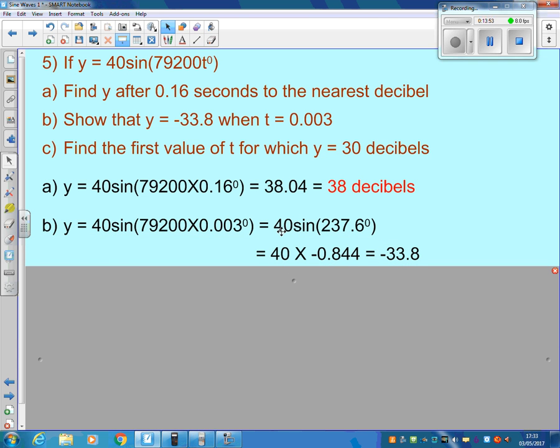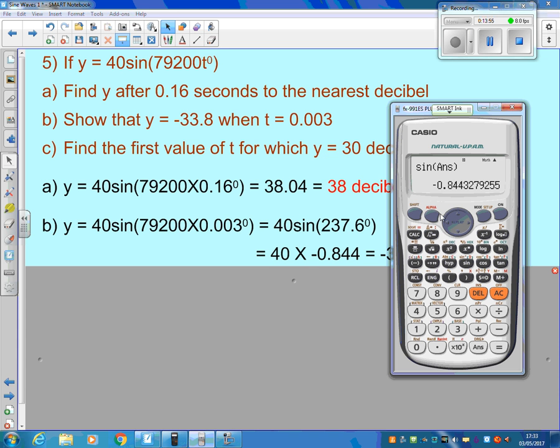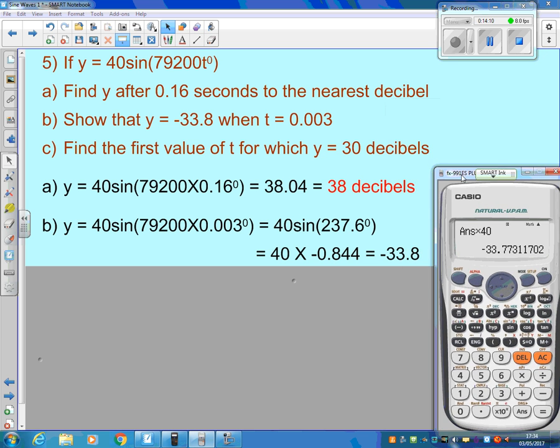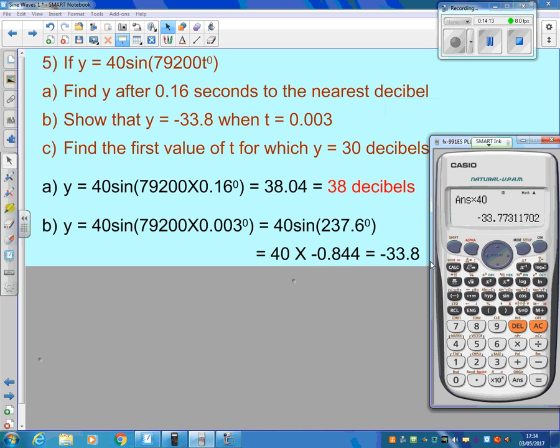And then finally I need to do 40 times that. So I've got that number there. Now I don't do 40 times and type that in again. I've got it here. I just put down it's this multiplied by 40 equals, and it comes to minus 33.77, which then comes to minus 33.8. It may have been better if I'd put minus 33.77 first and then equals minus 33.8. Then I'm making it really clear to the examiner I know what I'm doing.